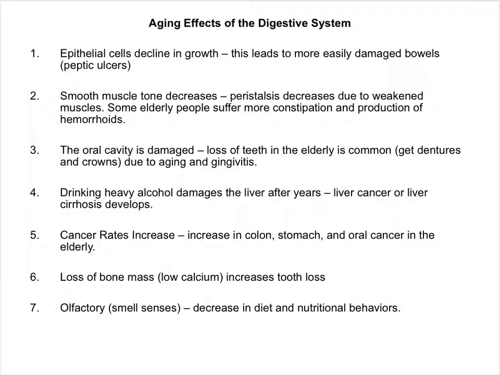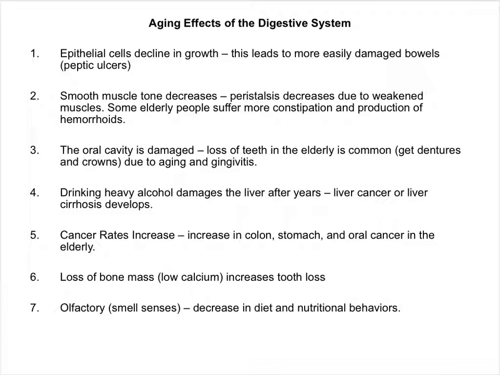Number three, the oral cavity is damaged. There's generally a loss of teeth in the elderly. It's common for them to get dentures and crowns due to aging and gingivitis. Number four, drinking heavy alcohol damages the liver after years. Liver cancer or cirrhosis of the liver can develop.